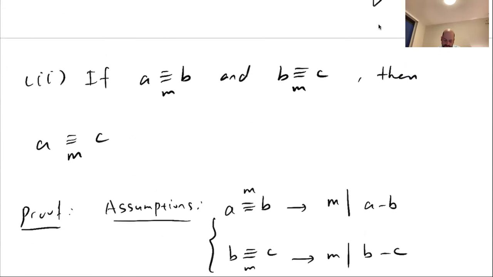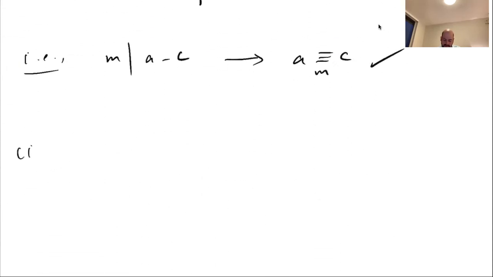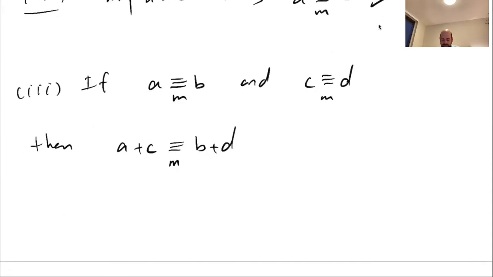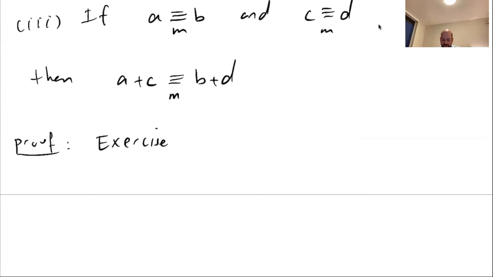Now other properties. So this was property 2. Property 3: if A is congruent to B modulo M and C is congruent to D modulo M, then A plus C is congruent to B plus D modulo M. Proof. Let me leave this one as an exercise. I'm going to give the proof for the next one, which is similar.